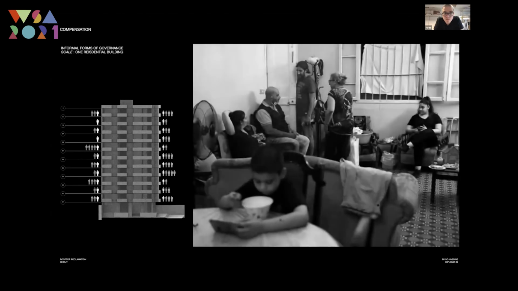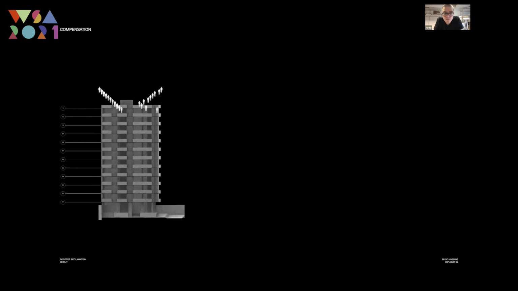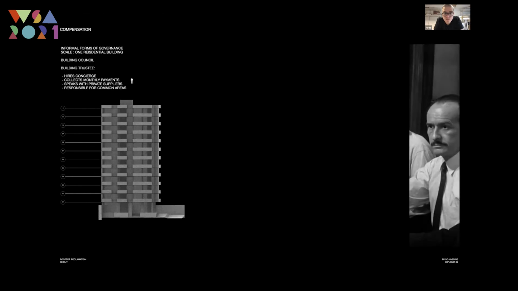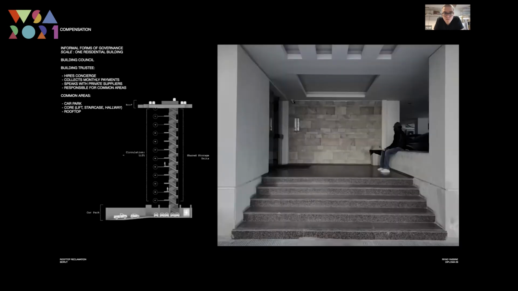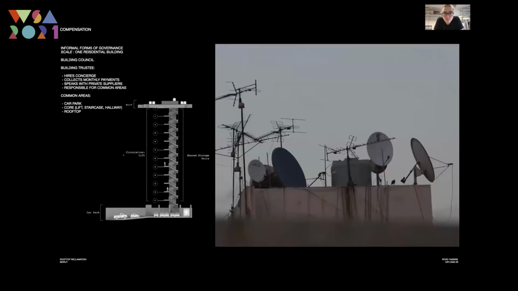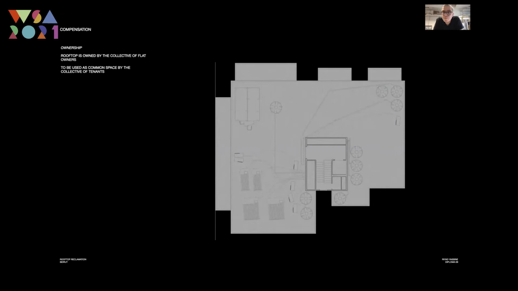The inhabitants of each household must choose one person to represent them, the building council, which in return elects one person to be the building trustee or treasurer. This person must hire a concierge to take care of the building's common amenities. The trustee bears the responsibility of those common spaces, which are the car park, core, and the rooftop, which is currently used purely for infrastructural functions.